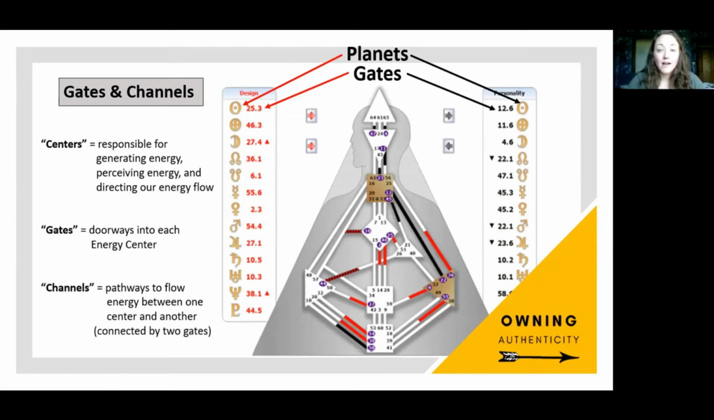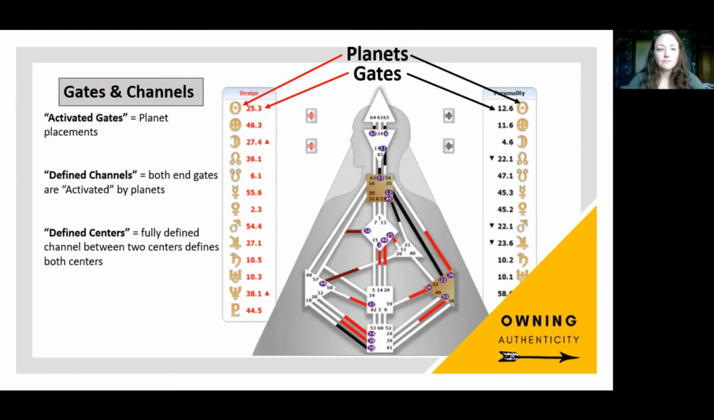And to define a channel, you have to have both ends of that channel activated. So for example, activated gates, that's where the planets are. Those are the purple ones. Defined channels are having both ends activated. And defined centers mean that there's a complete channel between those two centers.